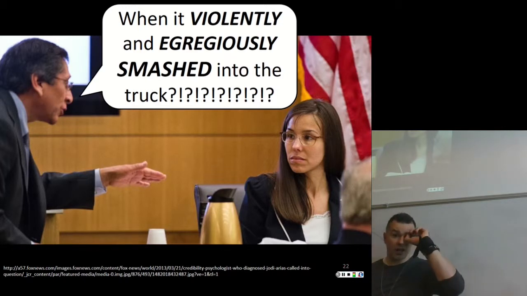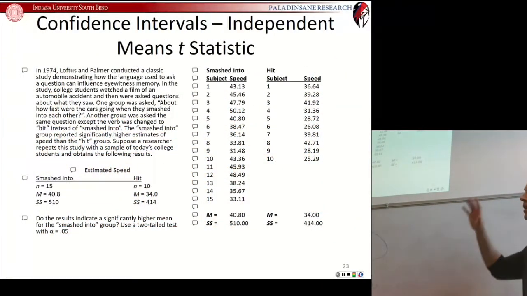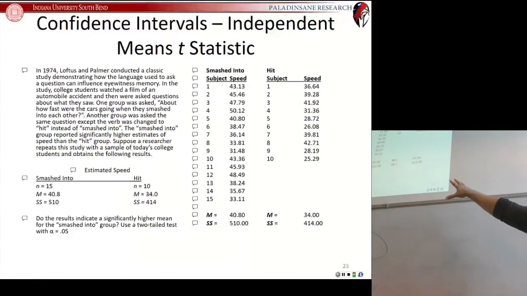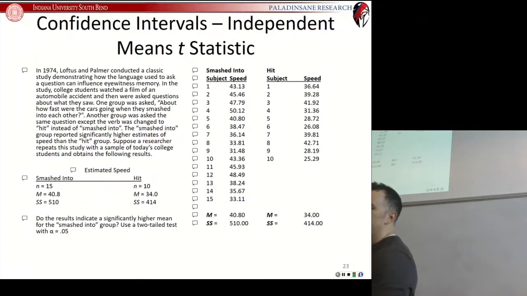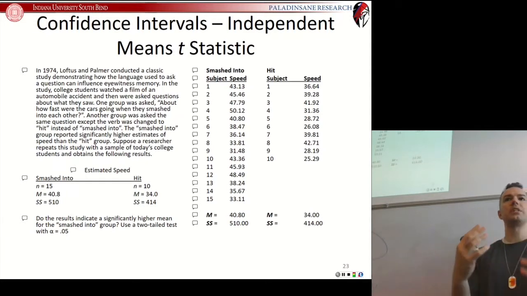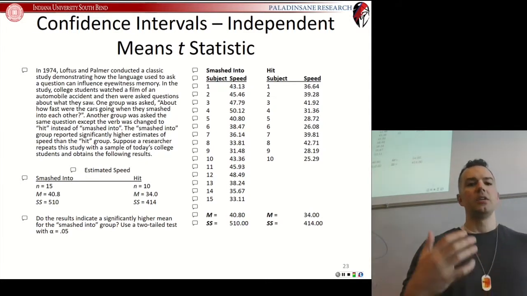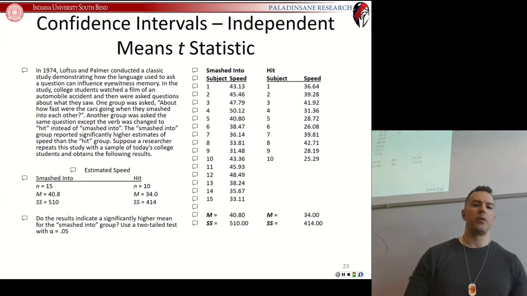What are you as a psychologist going to do? Well, you're going to calculate a confidence interval. So we go back to the independent means t-test because that is the situation that this calls for. So once again, the confidence intervals come straight out of the t-test. So I'll reread the situation.